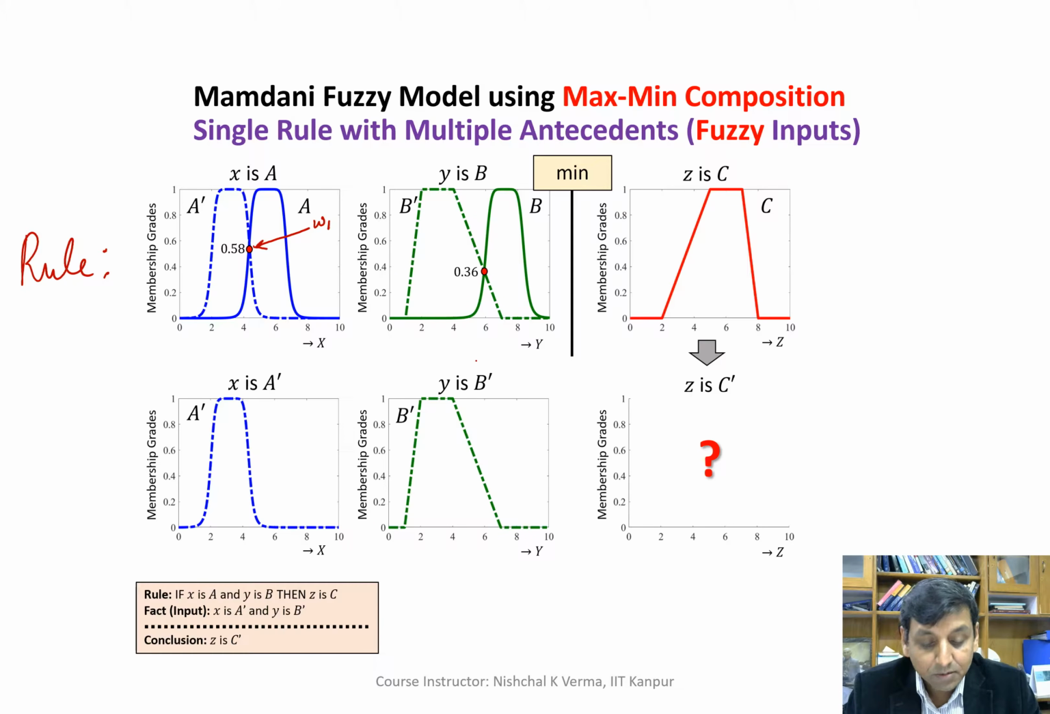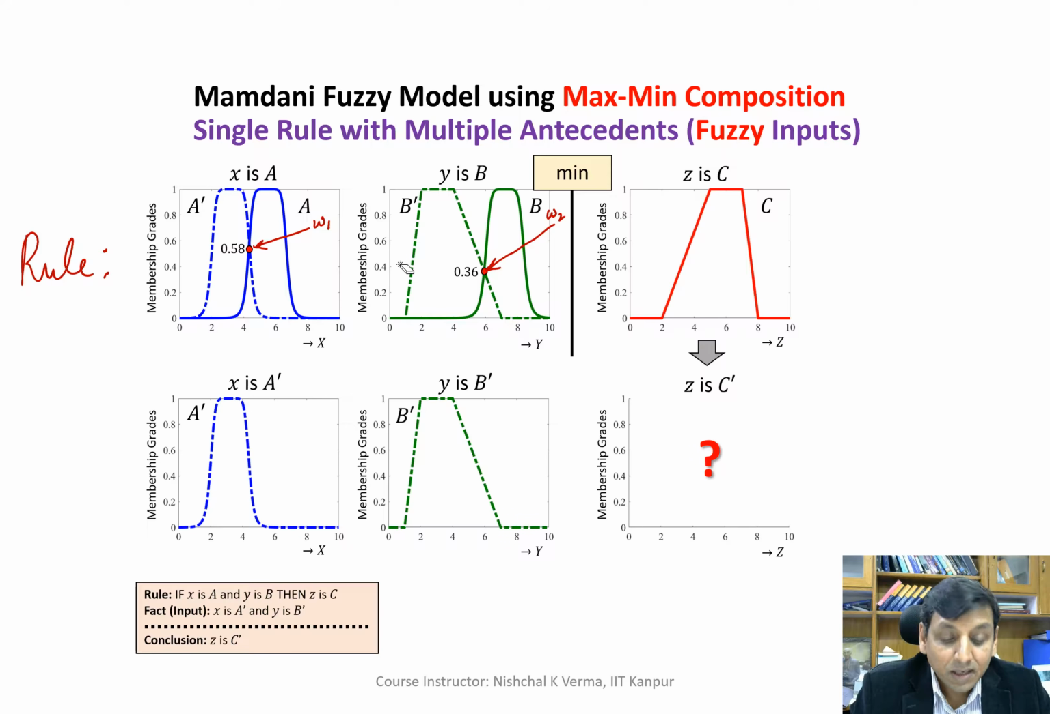Similarly, here when B and B dash intersect, let's say this is W2. So these are two different values of weights, and these weights are nothing but the corresponding membership values at the intersection. You can easily get the corresponding membership value and call this W1. Here also you get the corresponding membership value and call this weight 2. So these two weights are available.